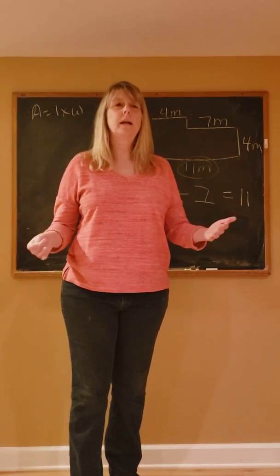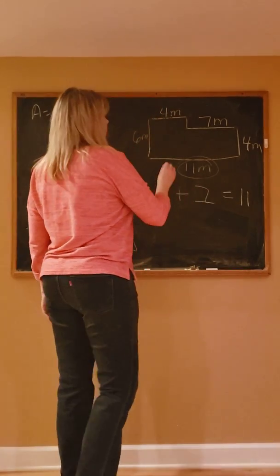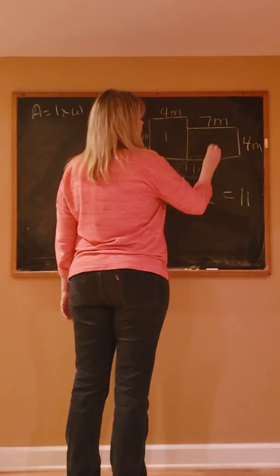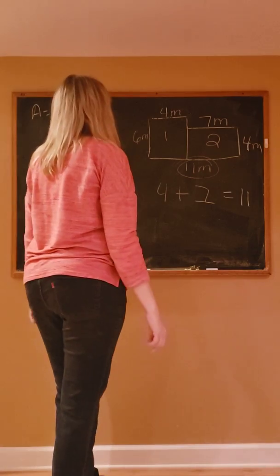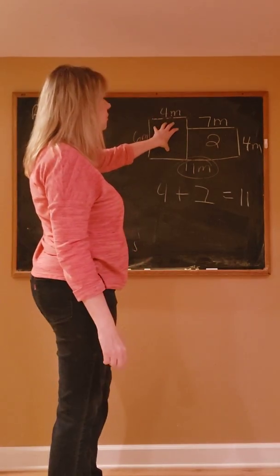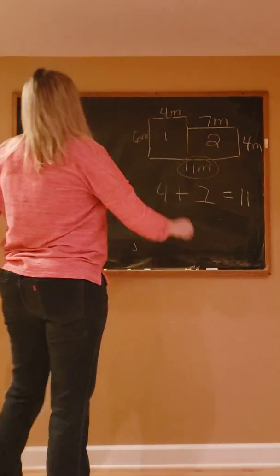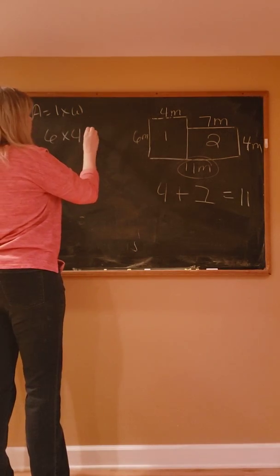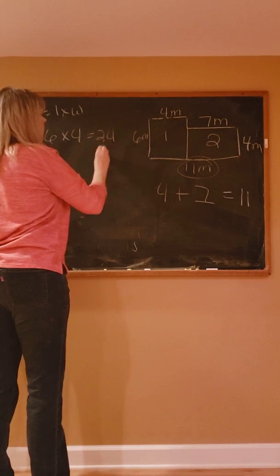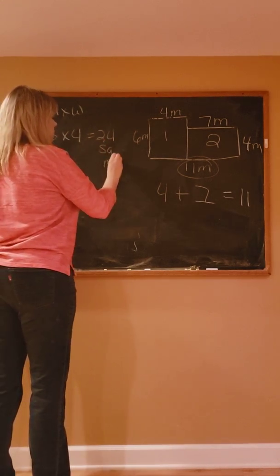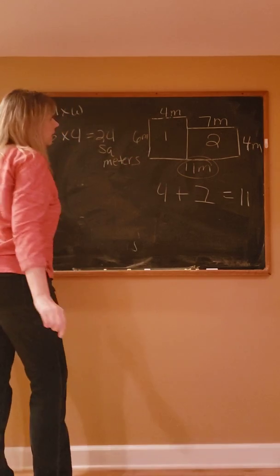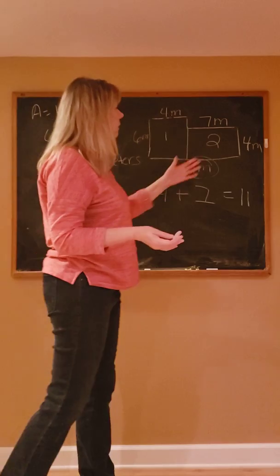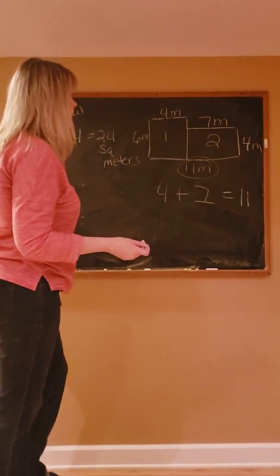All right, one rectangle at a time. So I'm going to break it up. This is going to be rectangle 1. This is going to be rectangle 2. So what are my measurements over here? I'm going to use my formula. 6 times 4 equals 24 square meters. Okay? Boom, done.